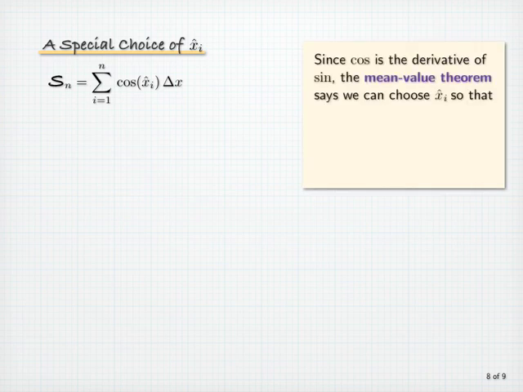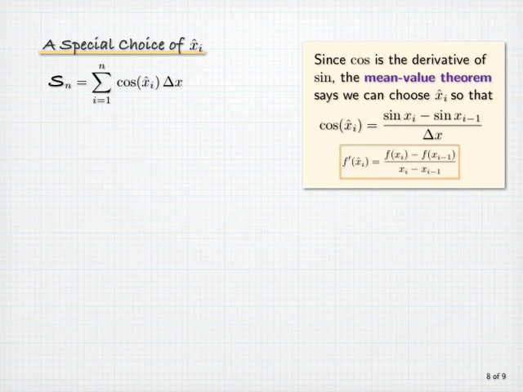Now, we're going to use the mean value theorem to choose our x hat sub i's. Since cosine is the derivative of sine, the mean value theorem tells us that in each subinterval there exists a number x hat sub i so that cosine of x hat sub i is equal to sine of the right endpoint xi minus sine of the left endpoint xi minus 1, divided by delta x. And since delta x is equal to pi over 2n, we have cosine of x hat sub i equal to sine of xi minus sine of xi minus 1, divided by pi over 2n.